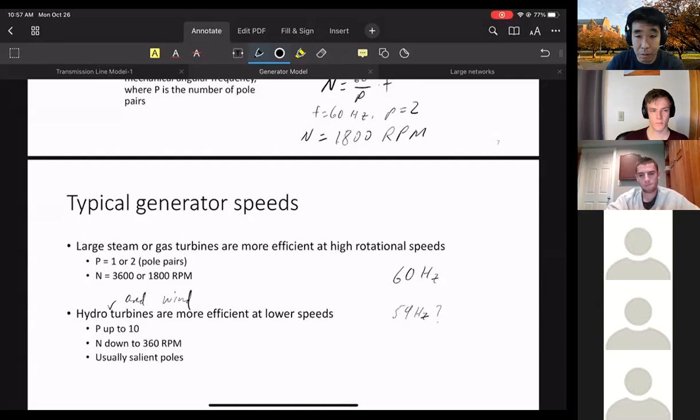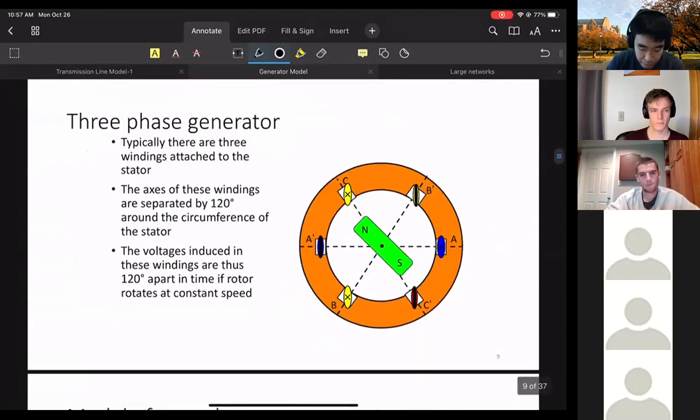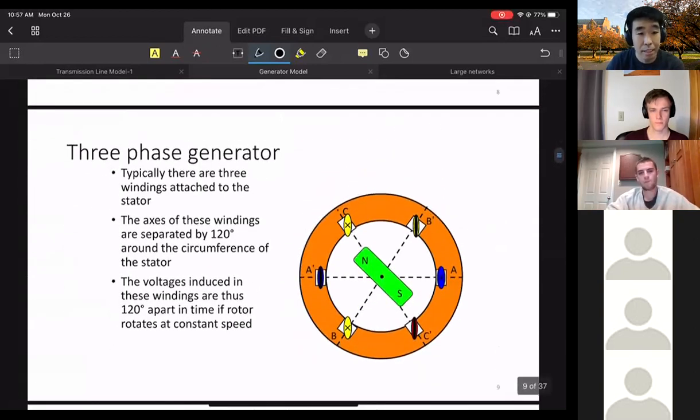Okay, so everything we said carries over to three-phase generators, and all you do is have three windings. Three-phase versus single-phase generator, nothing changes except you have more windings. Instead of one pair, you put three windings, so you have A, B, C phase. So really nothing much changes out of that. So let's look at the generator model we have.